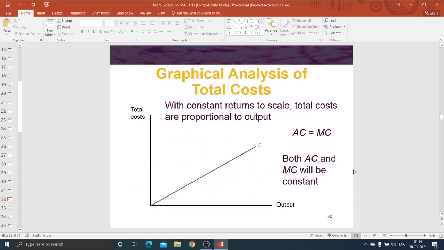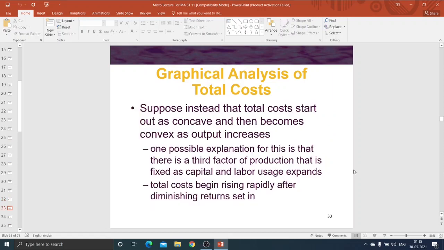When you have a total cost that is increasing with constant returns to scale, total costs are proportional to the output. So when one unit changes, a proportional cost will increase. So AC is equal to MC in that context. Both AC and MC will be constant in this case. The difference of the MC is going to be zero there.